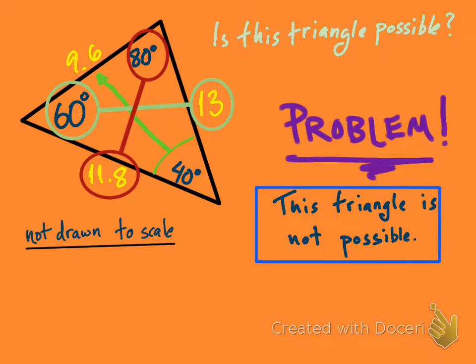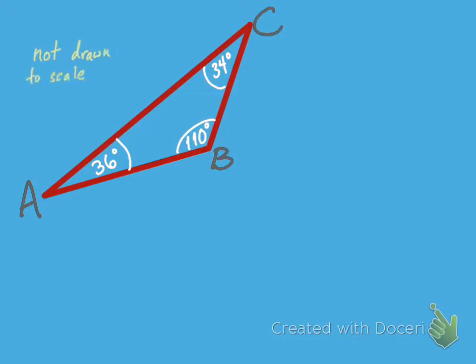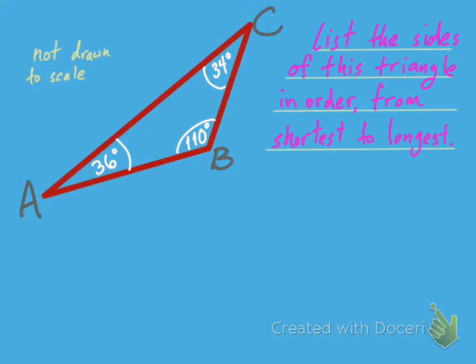Okay, so that's one of the things that you're going to use this for, is just to say whether or not a triangle could even be possible. And one other thing that you're going to do is something like this. Let's say you've got another triangle. It's not drawn to scale. It's got angles measured but no side lengths. And what I want you to be able to do is to list the sides of this triangle in order from shortest to longest.